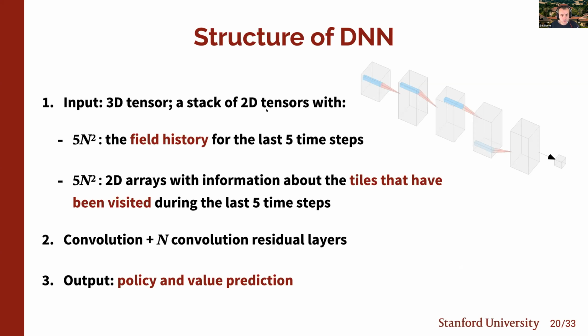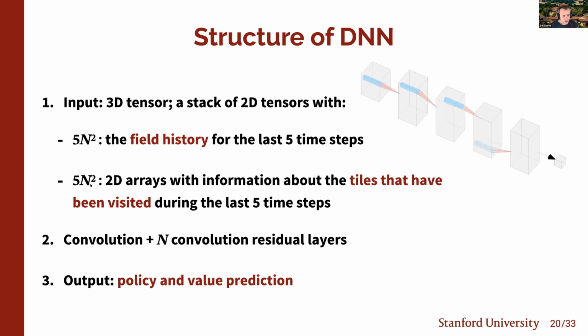And what we do, we have a stack of 2D tensors. Each image here is an n by n tile, and then we stack it up in a third dimension. And so we have 10 essentially 2D boards that are stacked up. The first five n square, this is the field history. So it's basically the history of the temperature field during the last time steps. Okay, so current temperature, T-1, T-2, and so on, T-5. So this is the field history.